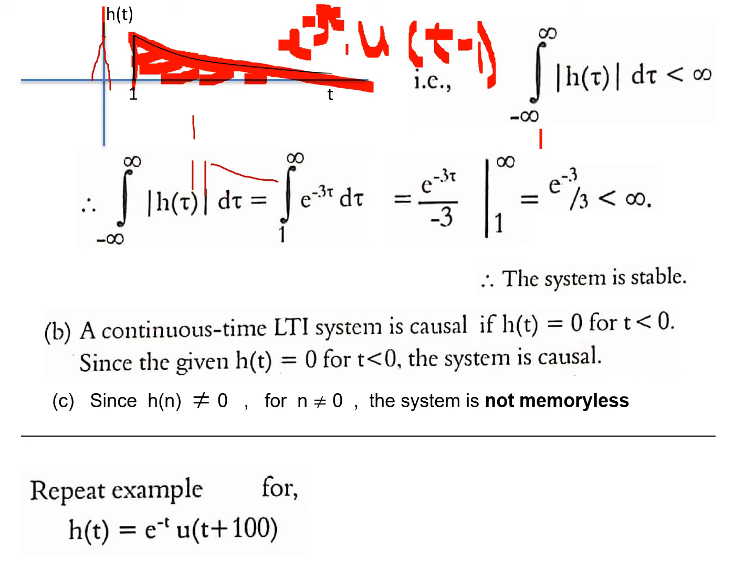Okay, now let us repeat the same for another problem, that is e power of minus t into u of t plus 100. Now, what is this signal? What is this impulse response? Can you expect? This is also a falling exponential because of e power of minus t. The difference between this and the previous signal is that the previous one falls at a faster rate, because that signal was e power of minus 3t. Whereas this also falls, but at a slightly lesser rate, because it is minus 1 into t.